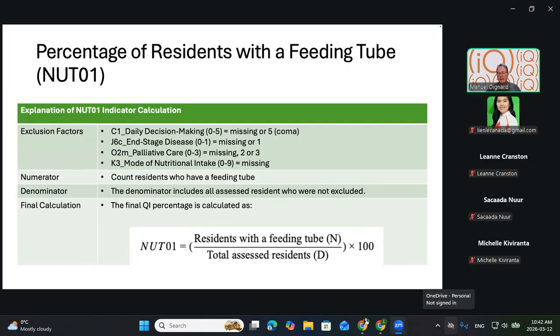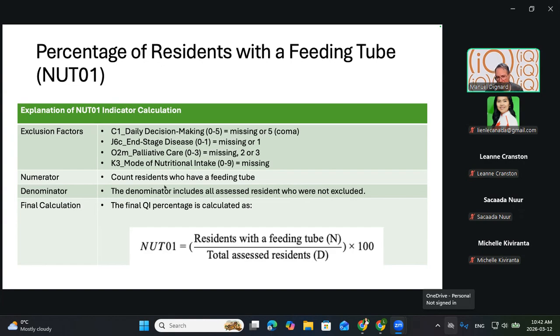All right, the use of feeding tubes among residents in long-term care. So if we quickly look at the calculation here, if you're comatose, if you're end stage disease, you're palliative, or you didn't answer the question, you're not going to be part of the denominator because you're excluded. Numerator, that's pretty easy. You count people with the feeding tube.